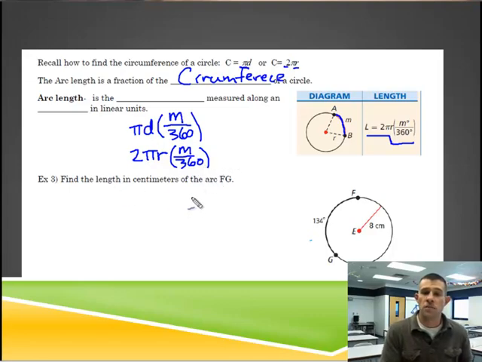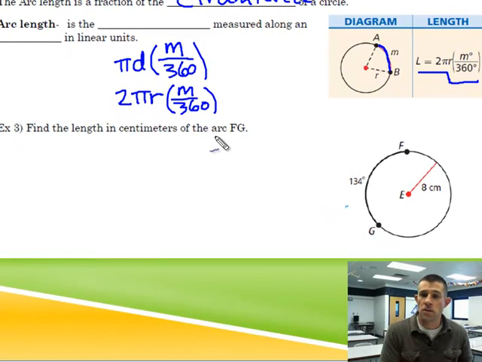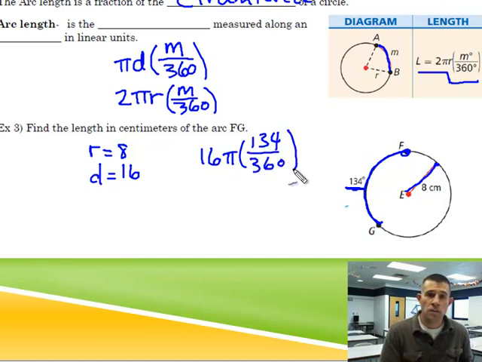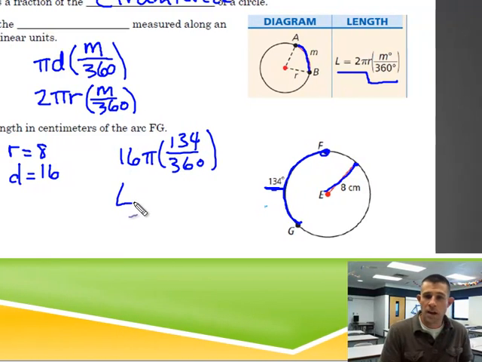It says find the length in centimeters of the arc FG. So here's our arc FG. It comes along the circle here. I want to find out what percent or what portion or what fraction of the circumference this arc is. I see that the arc measures 134 degrees, and I see that the radius of this circle is 8. So if my radius is 8, I know my diameter is 16. So I'm going to say it's 16 pi times the 134 degrees divided by 360. I can enter that all into my calculator, and when I do that, I should get an arc length equal to 18.7.